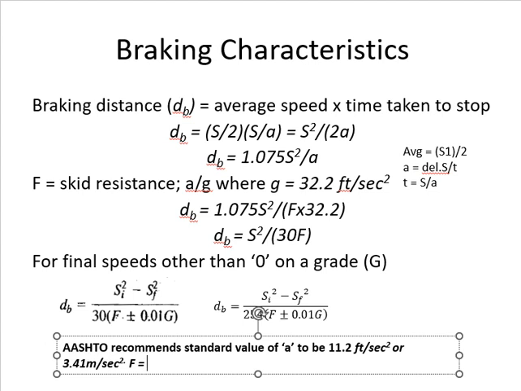How much? 0.8. Okay, when you took the A as what? 11.2, right? Okay, so we have value in meter per square seconds as well. So A can be 3.41 meter per square seconds. Then the F will be what?